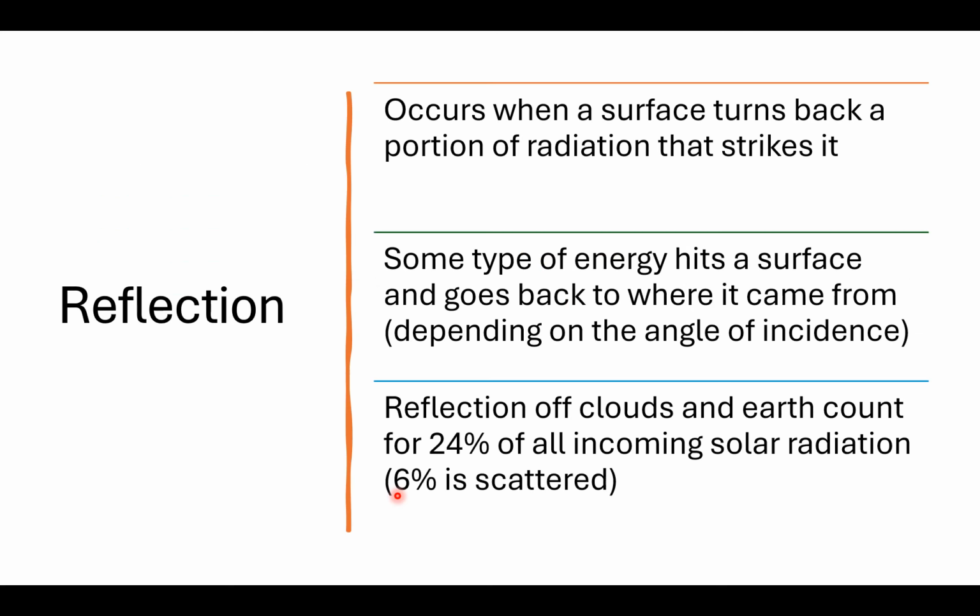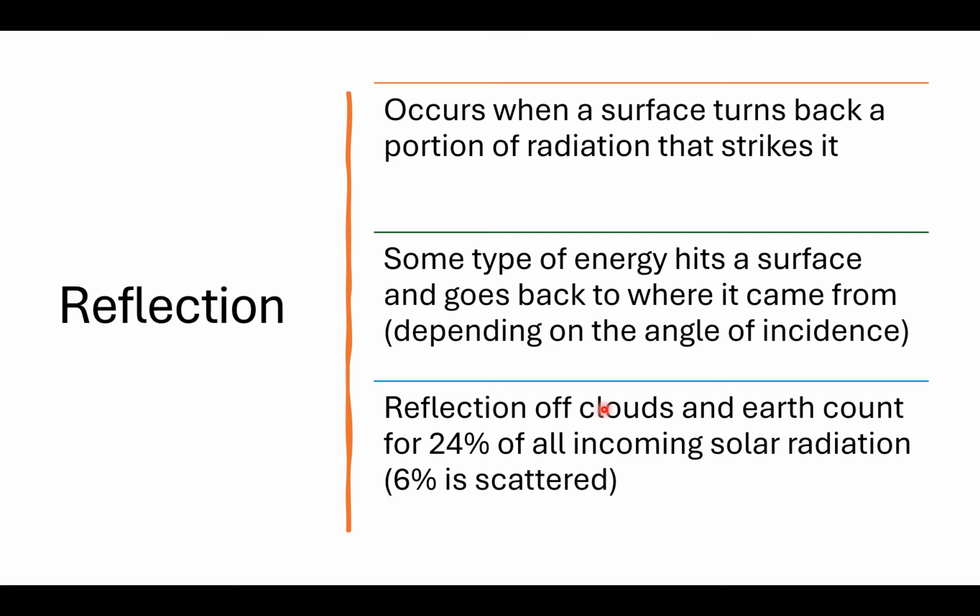All right, so in addition to absorption of incoming solar radiation, we also have reflection. Now, this occurs when a surface turns back a portion of the incoming radiation that strikes it. Some type of energy is going to hit a surface and it goes back to where it came from, depending on the angle at which it hit that surface.